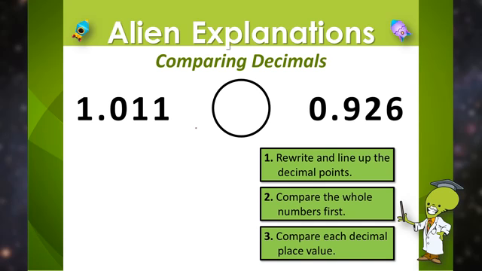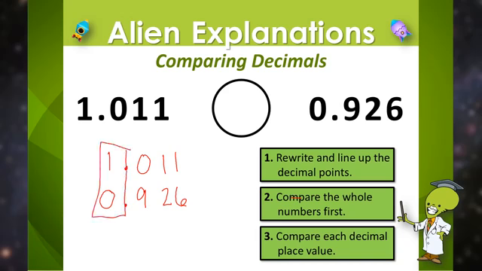Let's look at another example. So first I'm going to rewrite each number. I'm going to line up my decimal points. So the next thing we're going to do is compare the whole numbers. So if I look in front of my decimal point, I can see right away that this number is larger. So 1 and 11 thousandths is larger than 926 thousandths.